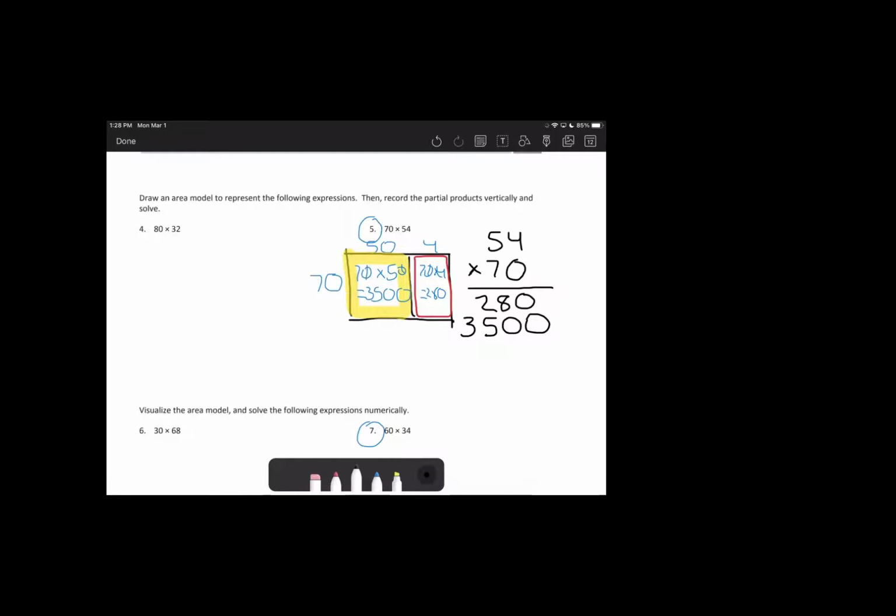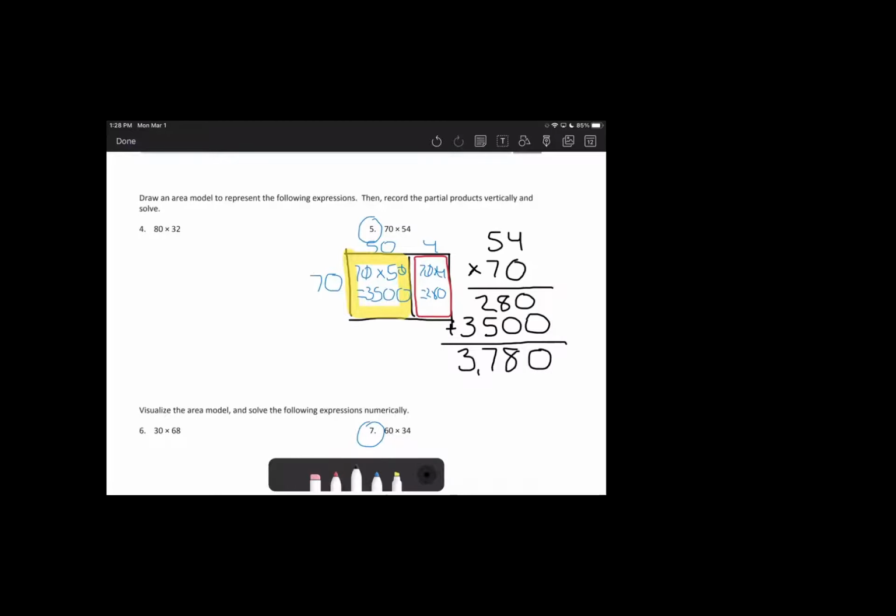And then Cooper. What am I going to do with my two partial products to find my final answer? Add them together. Right, I'm going to add them together. So when I add them together, what am I going to get, Cooper? 3,780. Right, 3,780.